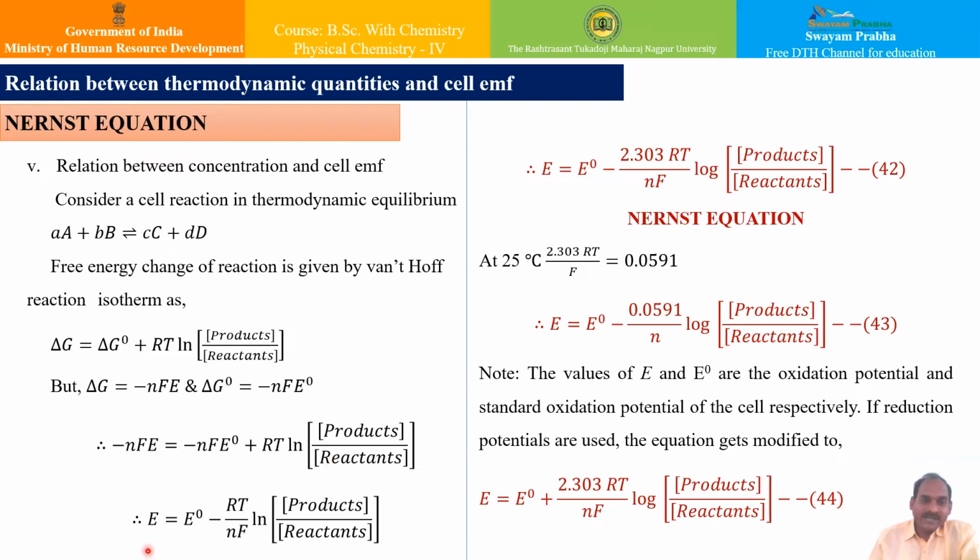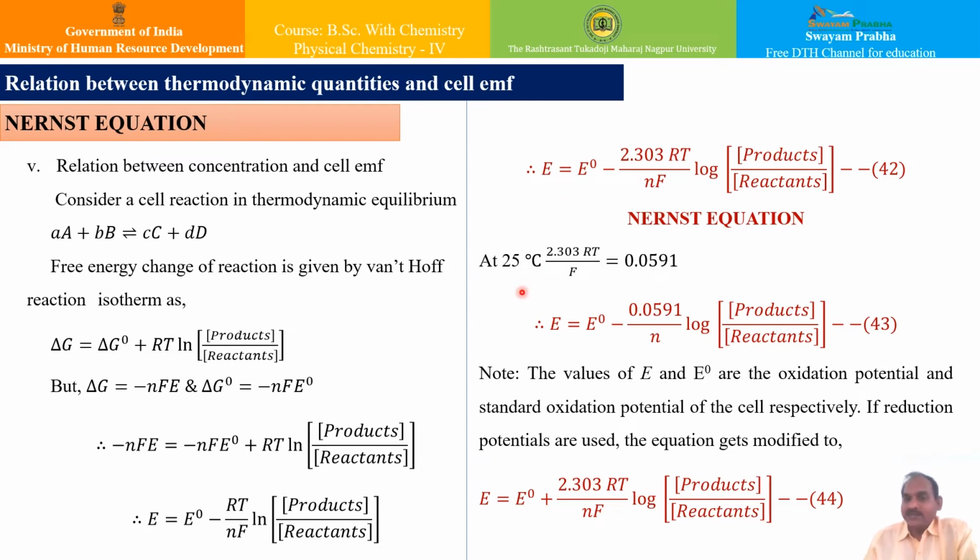So I can rearrange it as E is equal to E standard plus RT upon NF ln of products upon reactants. Further I can rearrange this natural logarithm into log base 10. So E is equal to E standard minus 2.303 RT upon NF log of products upon reactants. This particular equation 42 is known as the Nernst equation. There are a number of applications of this Nernst equation, and we will see them while looking at the application of the electrochemical knowledge which we have gained in this lecture series.